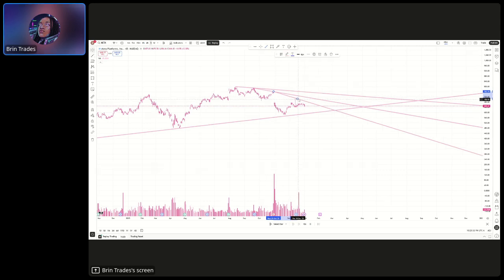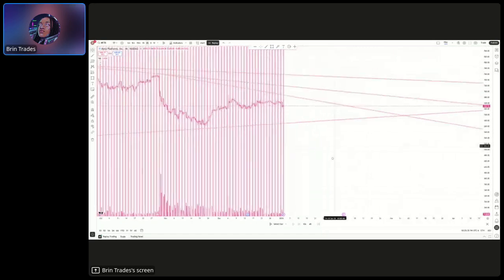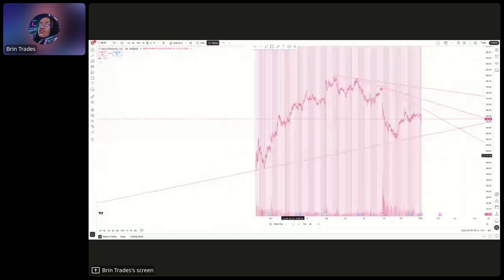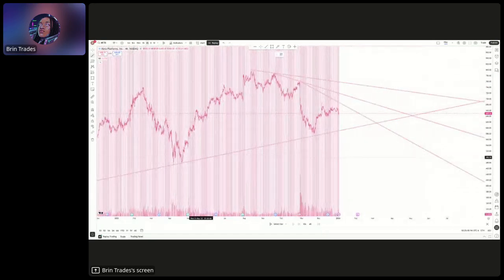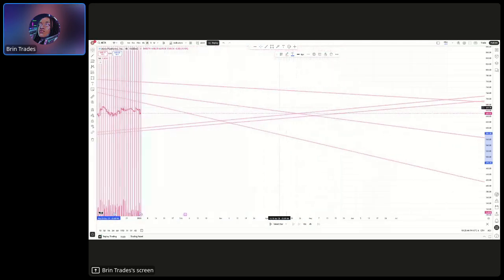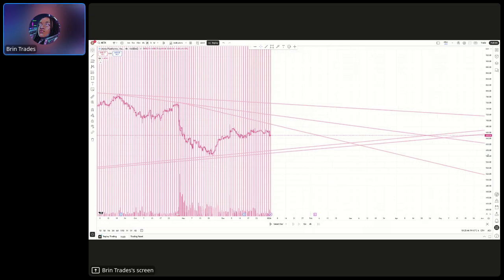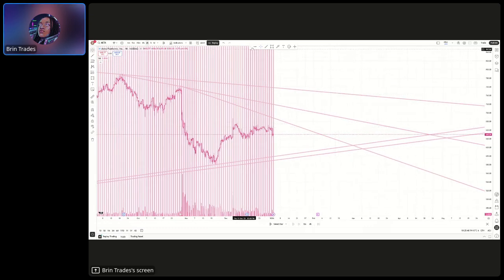Move on to the 4-hour. See if I can fix this up from this point A to this point B. Price is pretty even with those trend lines almost. But I believe it's pretty obvious that price is in a bearish trend.